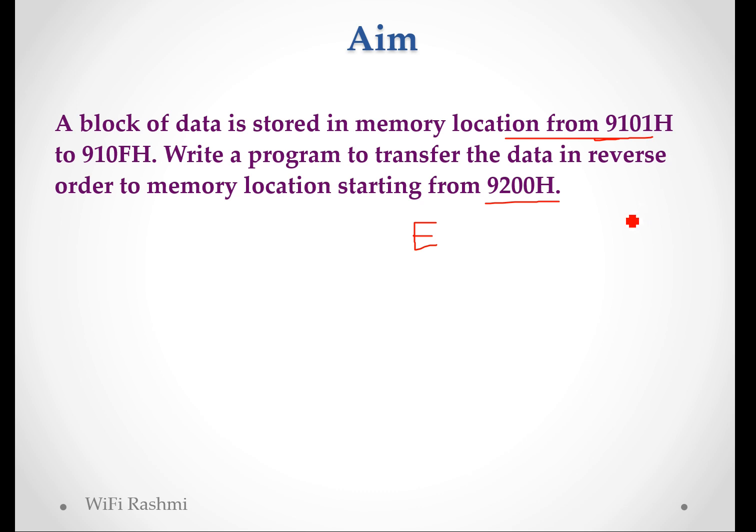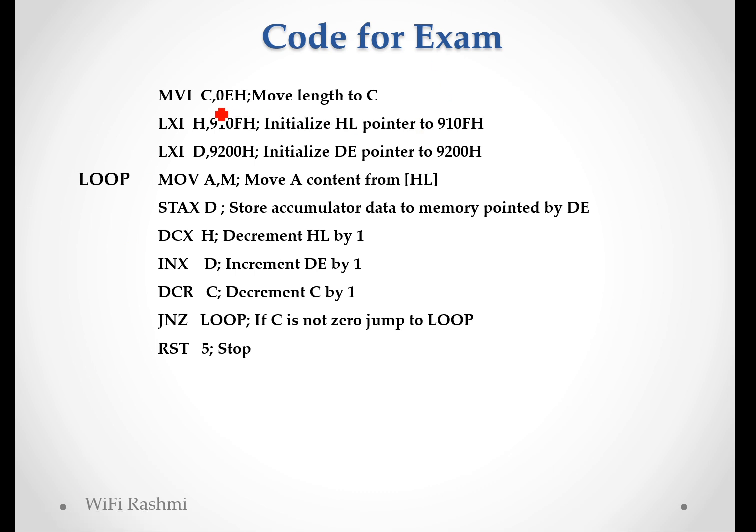You may have a changed block length. Sometimes you will have only 4 values to reverse, sometimes 7, 10, 8. So just cross check the block length, because block length will vary with memory location. In your previous programs the block length was 0E, so here it becomes 0E. The last location, that is the last value, was stored at 910F, and where you have to store that value is 9200. So only your location and your counter will change.